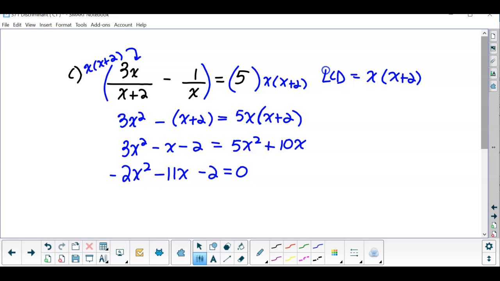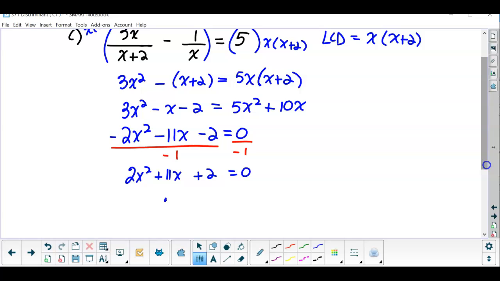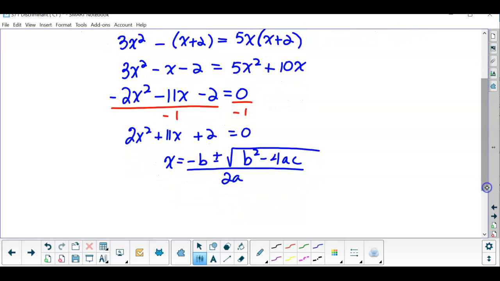Reason being, if A is negative, then your denominator is negative, and oftentimes you forget that we don't want a negative in the denominator, and so you lose a half a mark for not simplifying. So what I would do here is multiply or divide both sides by negative 1. And then you can use your quadratic formula. So your A is 2, B is 11, C is 2.